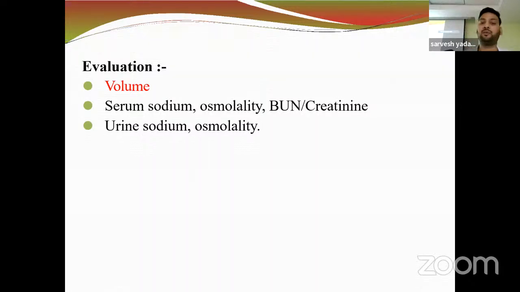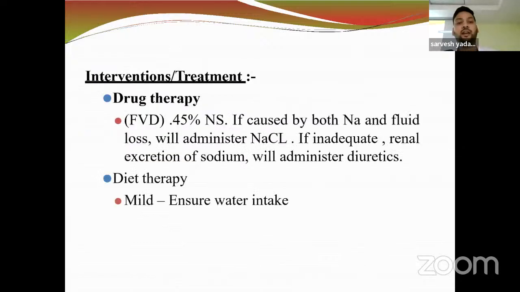Evaluation includes volume, serum sodium, osmolarity, blood urea nitrogen, creatinine, urine sodium, and urine osmolarity. Intervention, drug therapy: if fluid volume deficit, give 0.45% NS; if caused by both sodium and fluid loss, administer NaCl. If inadequate renal excretion of sodium, administer diuretics. Diet therapy: ensure adequate water intake.